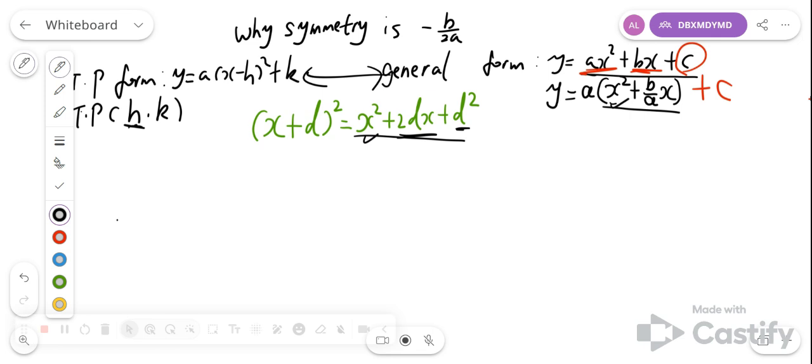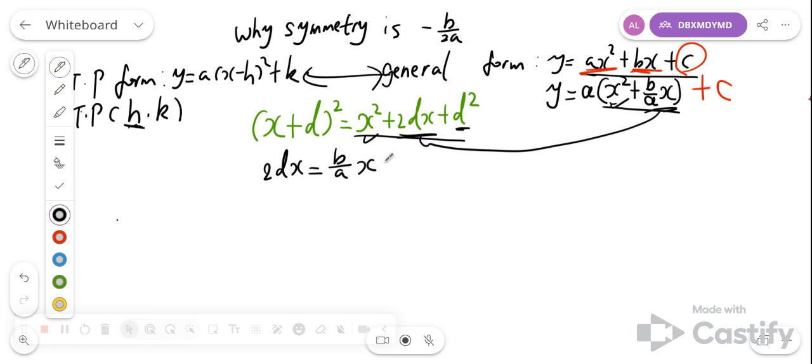How can I find d? We know the middle term in my original formula is 2dx. But in my case, it is b over a x. So what does it show me? It means these two terms are actually the same term. They only use different letters to represent, but they are the same middle term. So that's why I can easily say 2dx equals b over a x.